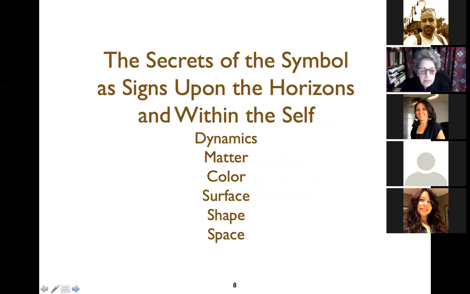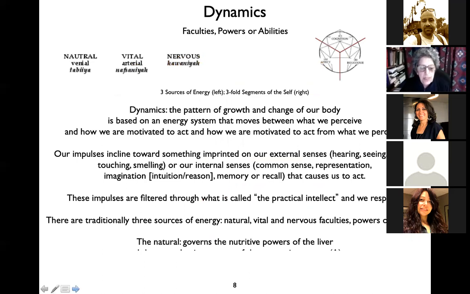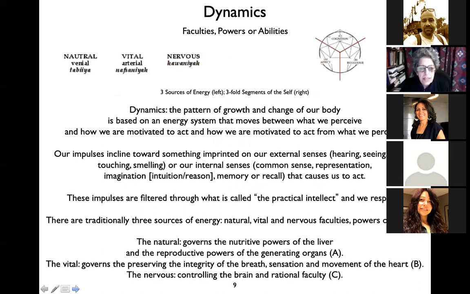Okay, so the secrets of the symbol as signs upon the horizons and within the self, which is that famous Quranic verse, Surah 41, verse 53. But now we're going to analyze it, take it apart, and look at it in terms of dynamics, matter, color, surface, shape, and space. And what we have to do is use our imaginations to see the Sufi Enneagram as within us ourselves, and that this diagram is within us, and we're trying to understand who we are and what we need to work on in order to morally heal.